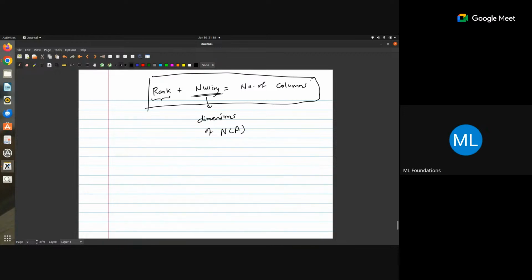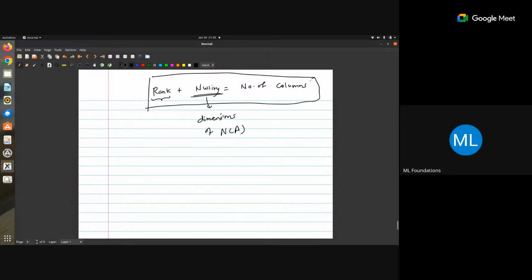If you wanted to change it, then that will be your row rank, plus the nullity of the left null space, equals the number of rows. That is applicable there also. It is the same thing, not a different thing. Because rank plus nullity equals the number of columns is for matrix A. If you go for the transpose, then the rank will be for the transpose of the matrix.